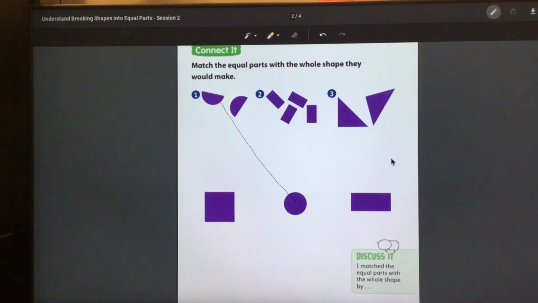The 2 triangles are going to make the square, and the 4 rectangles are going to make the rectangle. I'm just going to show you this right here. If you went like this and then down, you would have that triangle there, just to show you.